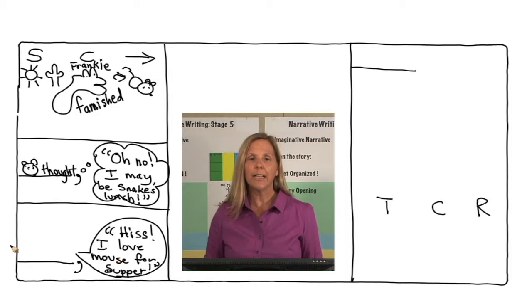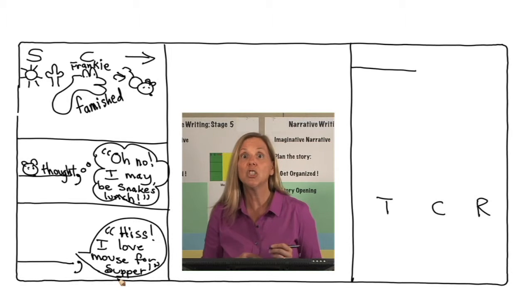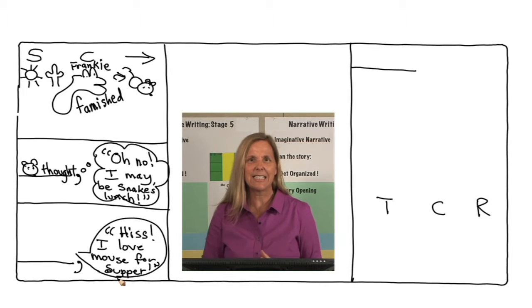We write down that dialogue. In this case, I have hiss, I love mouse for supper. And I've talked to the students about how we could say dinner, but let's use supper because it's a snake and it's making that sound. It sounds better to have that S. Again, more of the alliteration. Who is saying this? I need to have my marker. It's snake. I think this time I'm going to write snake.